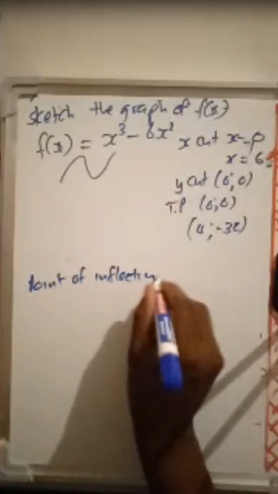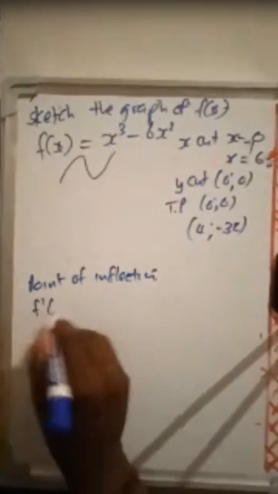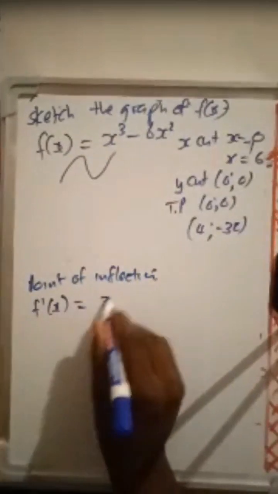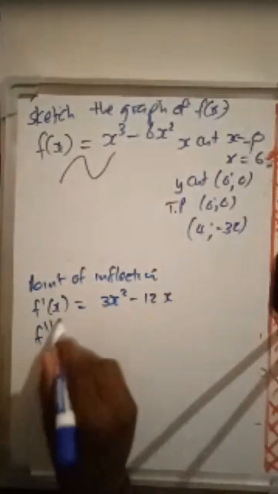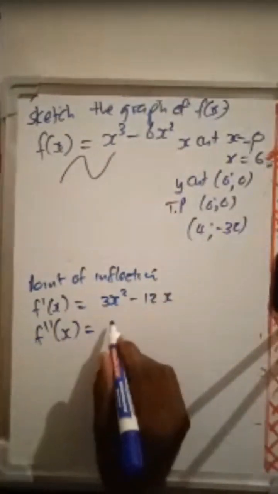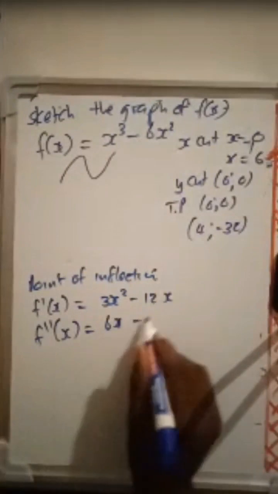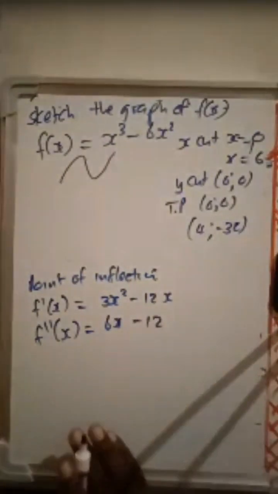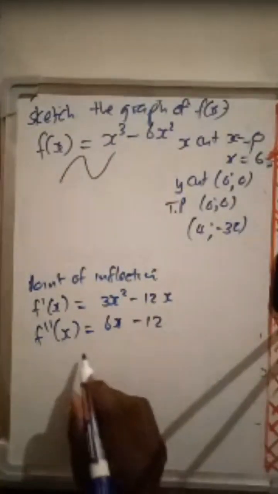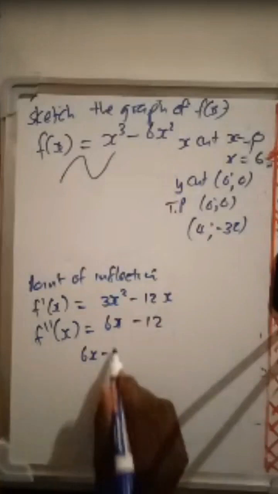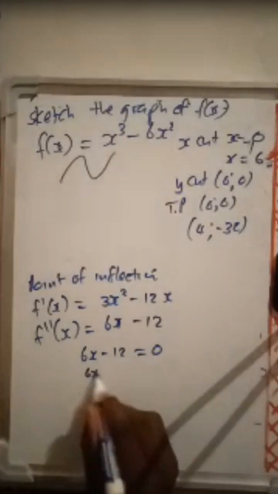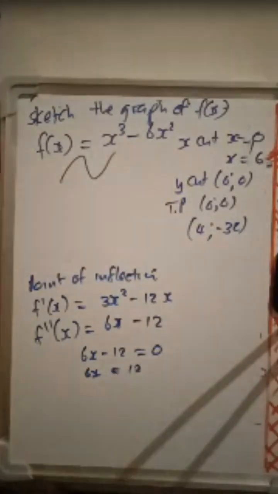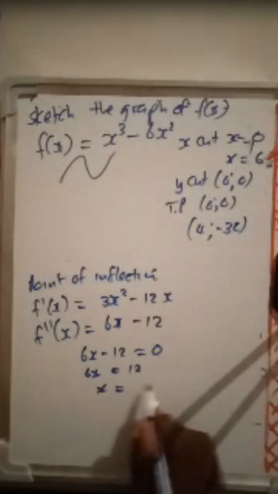Remember that our first derivative is equal to 3x squared minus 12x. So the second derivative is 6x minus 12, and the point of inflection is where you equate it to 0. So 6x minus 12 is equal to 0, then 6x is equal to 12. Therefore, x is equal to 2.